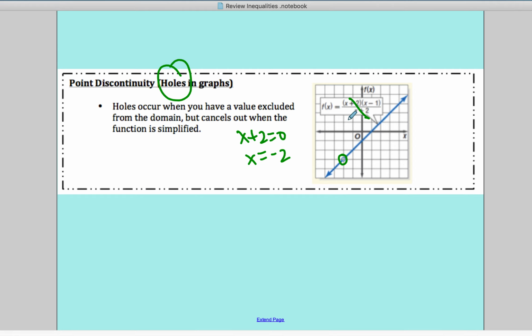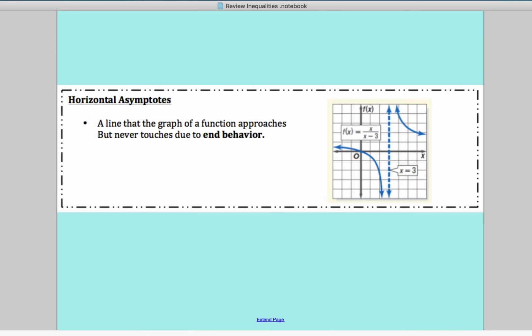This one has no vertical asymptotes because in the denominator, there's nothing left after we do that simplifying. And then a horizontal asymptote. That is a line that the graph of a function approaches but never touches horizontally. So if you take a look here, right here is our horizontal asymptote. And it is at, remember those lines, y equals 1.